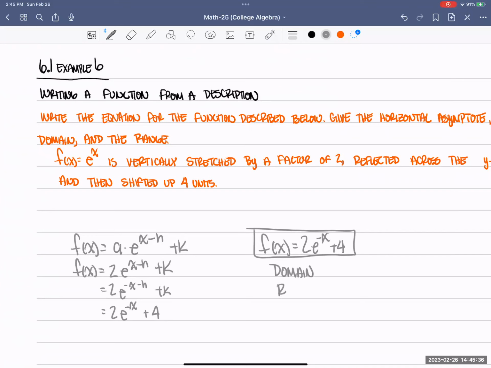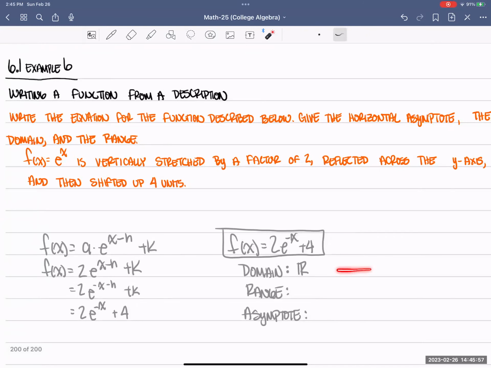It's a domain, range, and horizontal asymptote. Domain, simple for all of these. It's negative infinity to infinity or all real numbers. The range is determined by the asymptote. So the asymptote for one of these graphs is normally y is equal to 0. But whenever we shift those graphs up and down, we reflect it. So our asymptote here is going to be y equals 4 because we shifted our graph up 4 units.